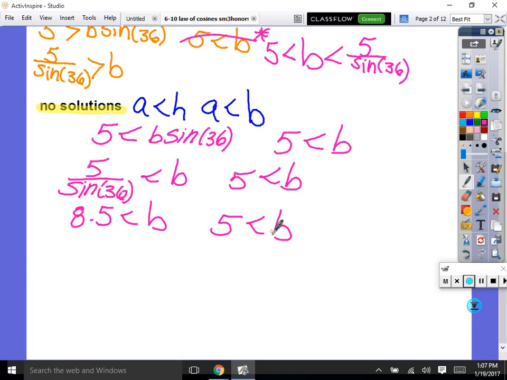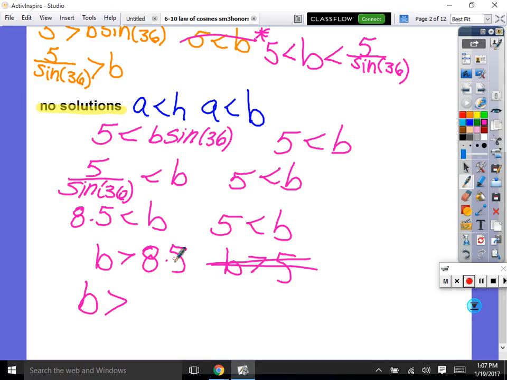So what we have is this. I'm going to read it backwards because I like to read my answers as B is greater than. So B is greater than 8.5, we get no solutions. And if B is greater than 5. Do you see how I just rewrote it in a prettier way of saying it, B first? So now, do we need it? If it's greater than 8.5, it's obviously greater than 5, right? So that's an unnecessary thing to list, so we wouldn't list that. So we would just say we have no solutions for B values that are greater than, instead of 8.5, we would leave it as 5 over sine of 36.